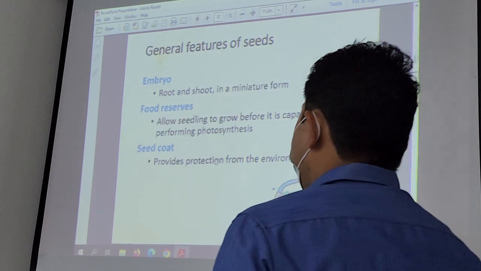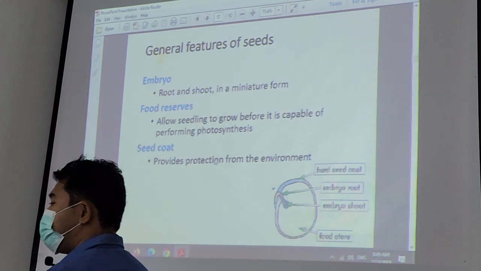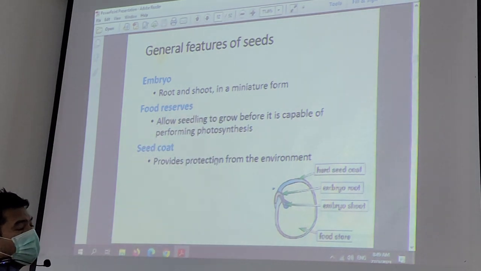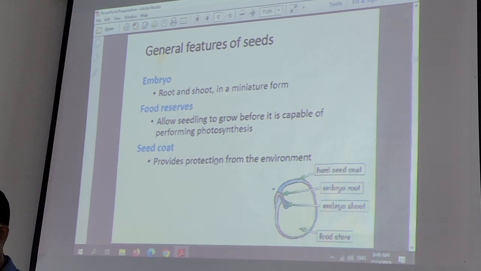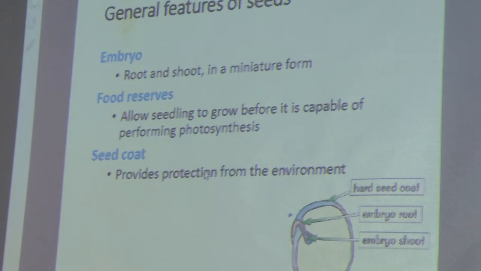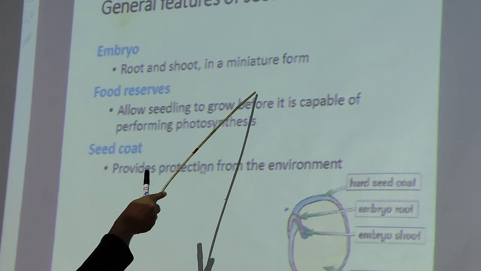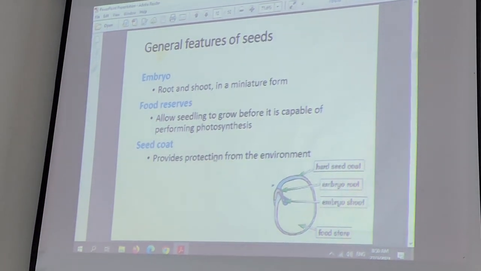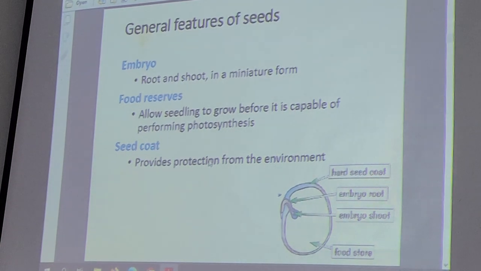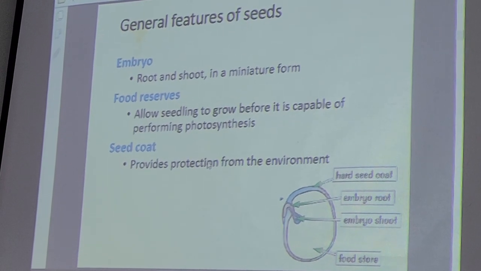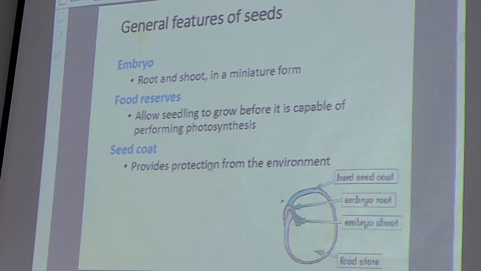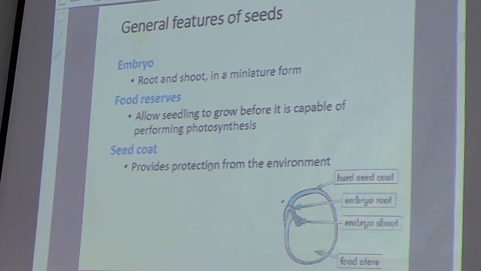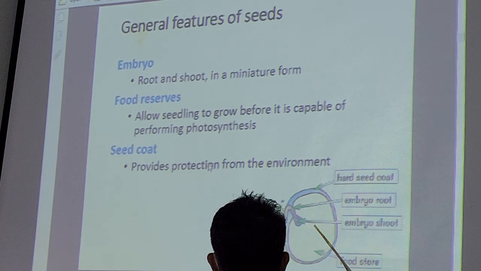Right. And this is the general structure of a seed. You have a seed, cross-section it, and it looks like this. So these are the important parts that you need to know. Take your pencil, take your paper, draw it. Please remember. Like, really, I'm surprised even some PhD students cannot draw a fundamental structure like this. Okay, so it needs to have the embryo.